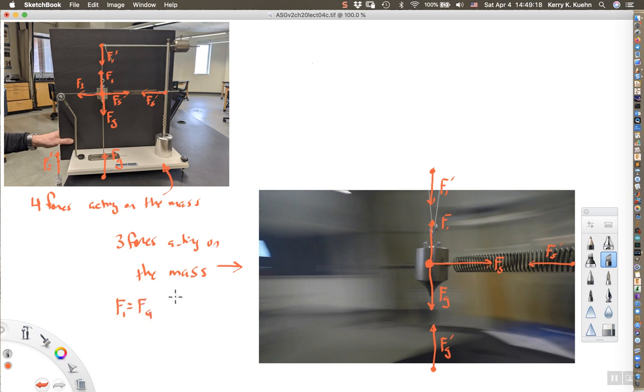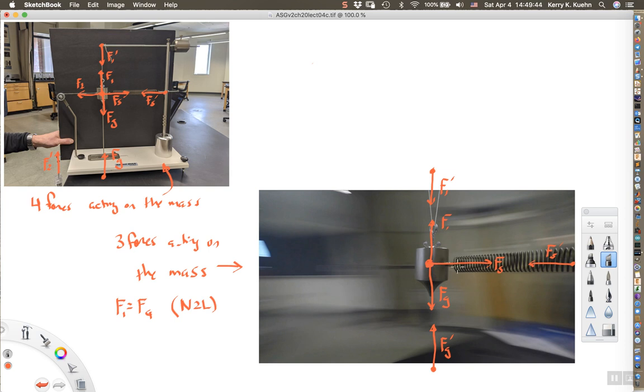So by Newton's second law, we know that F1 is equal to Fg, right? Because if they weren't equal to each other, this thing would be accelerating up or accelerating down. And that's exactly what would happen if we were to cut this string up here. F1 would go away, there'd still be this Fg aiming down, and the mass would fall downward. Okay, now what about this one right here?